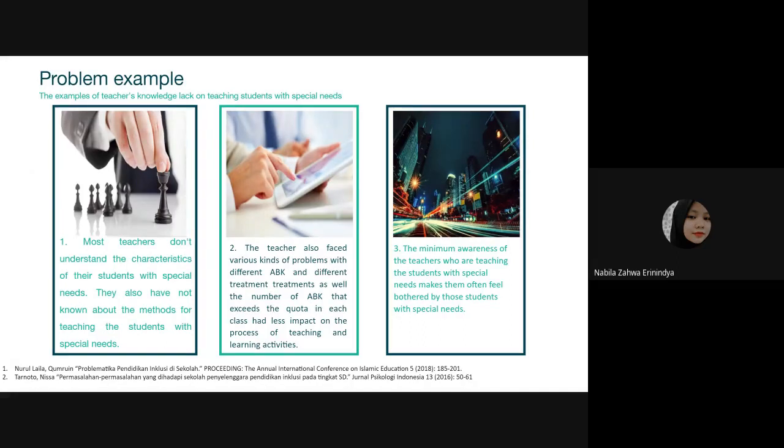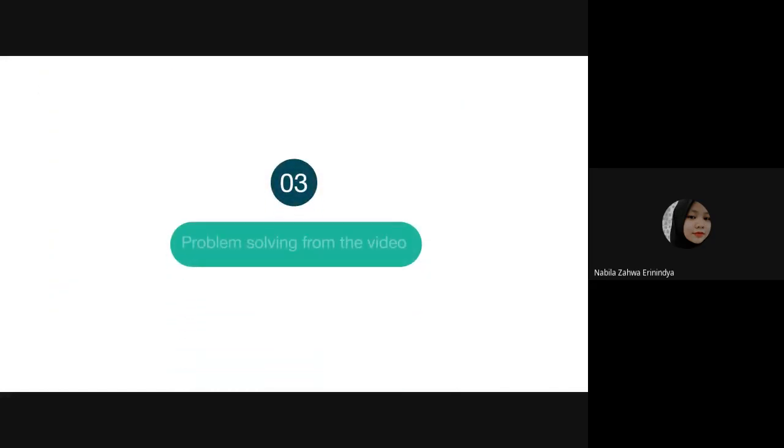Second, the teacher also faced various kinds of problems with different APK and different treatment, as well as the number of APK that exist; the quota in each class had less impact on the process of teaching and learning activities. Third, the minimum awareness of the teachers who are teaching the students with special needs makes them often feel bothered by the students with special needs. Next, the problem solving from the video will be presented by Mayang Ardiansyah.